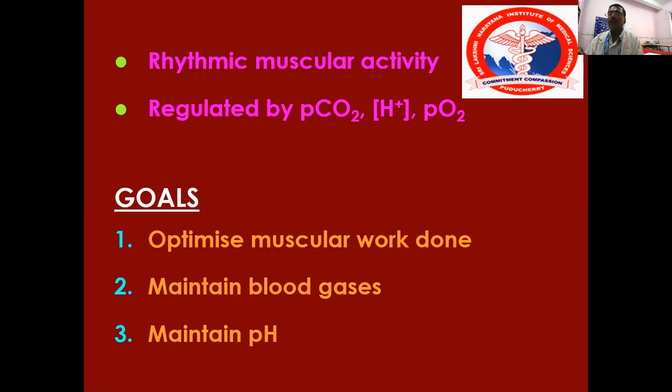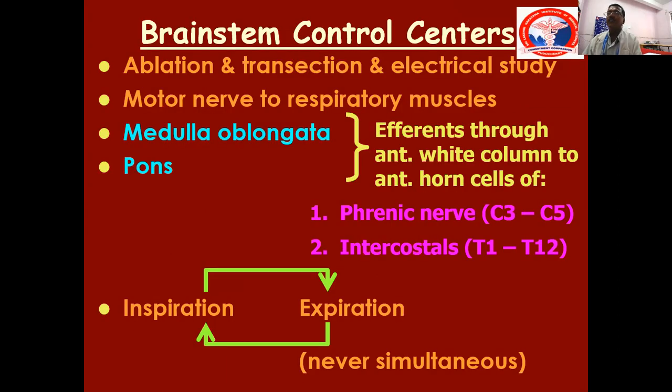Another point of controlling respiration is rhythmic muscular activity, regulated by the partial pressure of carbon dioxide, hydrogen ion, and partial pressure of oxygen. The goals of the regulation of respiration are to optimize muscular work done, maintain the blood gases, and maintain the pH.